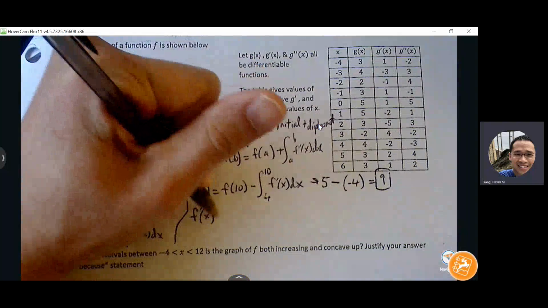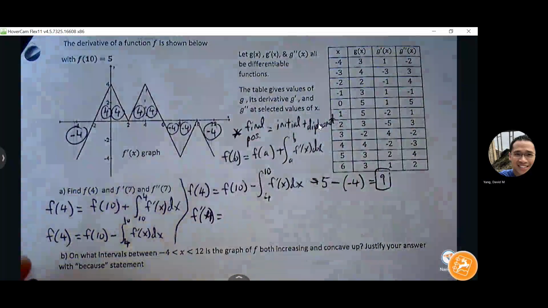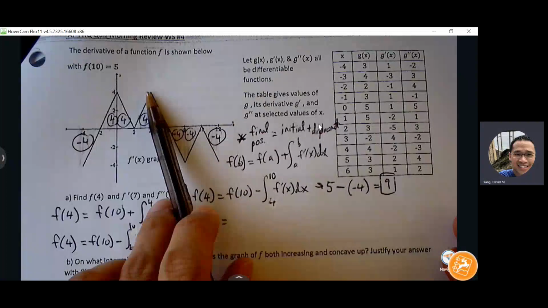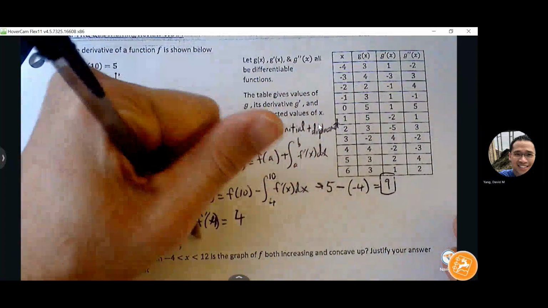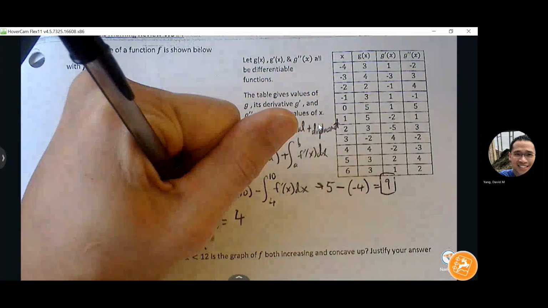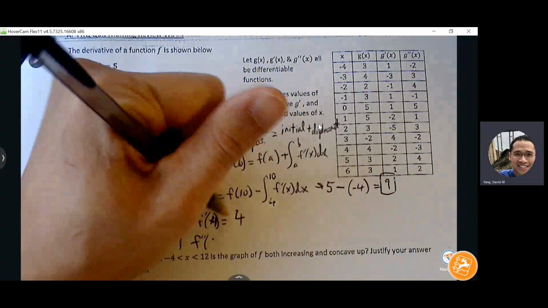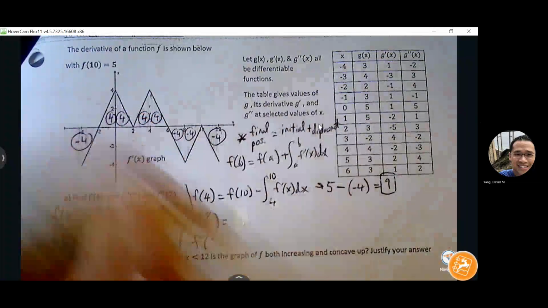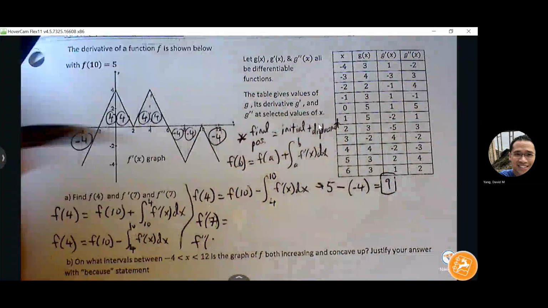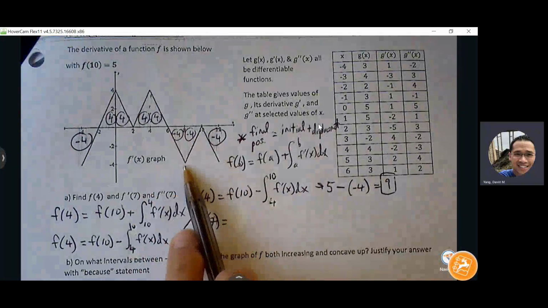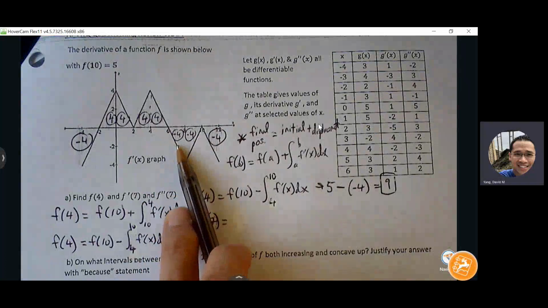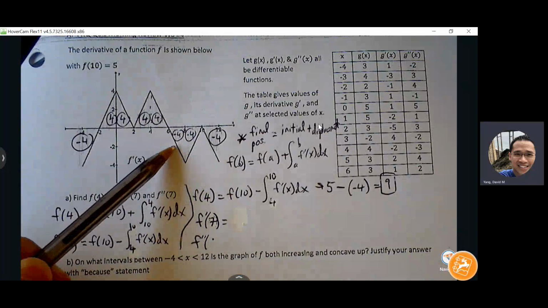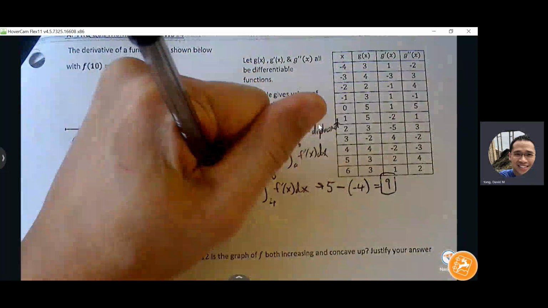f prime of 4. f prime of 4 is just the ordered pair, because this is the f prime graph. So f prime of 4 is just the ordered pair. It's going to be 4. Sorry, 7. Wasn't reading. So f prime of 7 is the ordered pair at 7, which is, yeah, -2, the ordered pair on the graph.